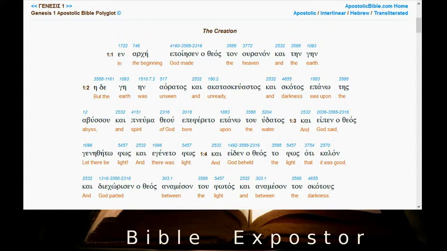Anyway, we will conclude our lesson of Genesis 1:1 through 2:3, and next time look at least chapter 2, possibly also chapter 3 of Genesis.